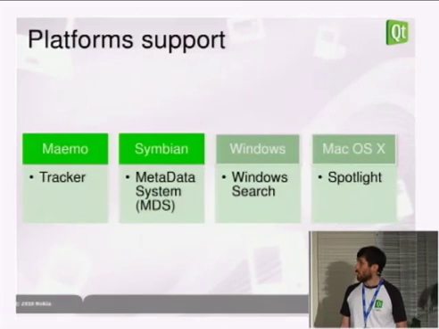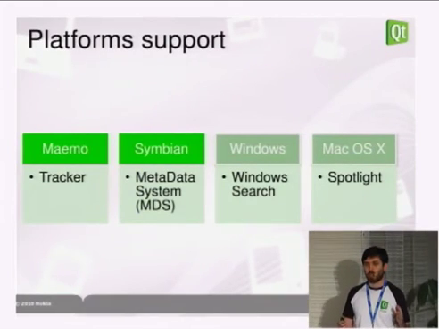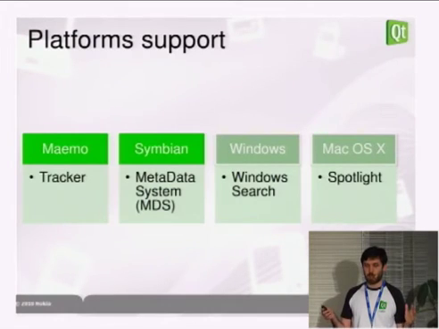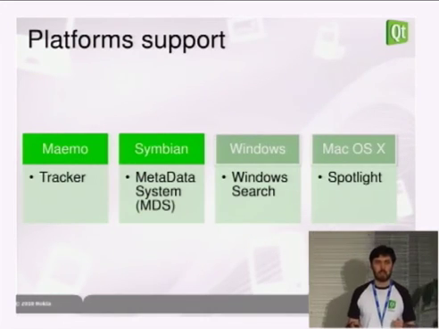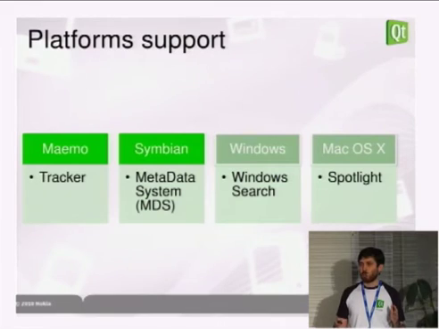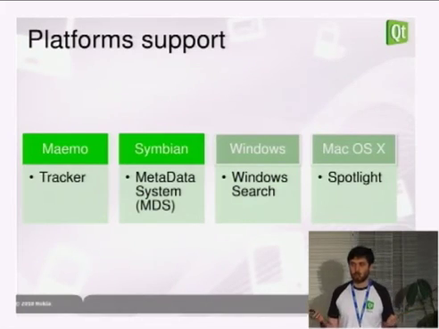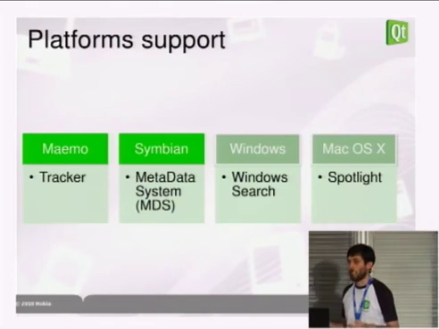So what do we support? Currently we have backends for this API on Maemo, it's the tracker backend. I suppose this backend can be used on Linux if the tracker version matches. And on Symbian we have metadata system support. It's also possible to use system search services on other platforms like Windows Search on Windows or Spotlight on macOS, but we don't have support yet.